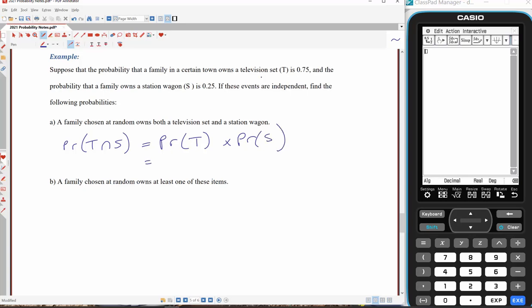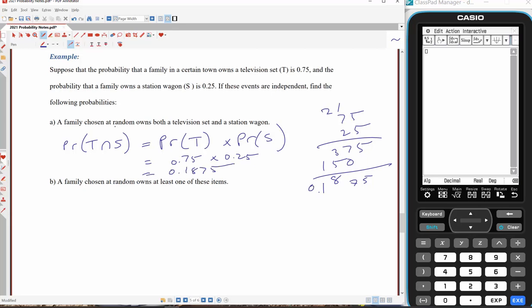Okay, so basically they're suggesting that if you know that someone owns a television set, that information is going to be of no relevance if you're trying to work out the probability of them owning a station wagon. So all we'll do is go 0.75 times 0.25. So that equals 0.1875. A family chosen at random owns at least one of these items.